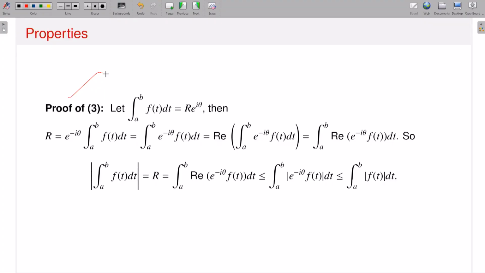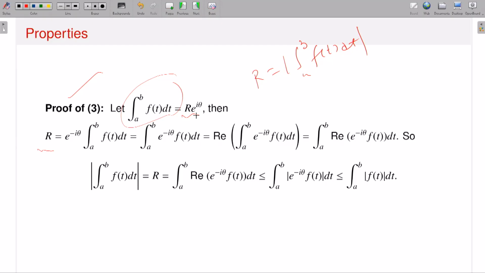So, proof of 3. Suppose my function f is integrable. Therefore this integral will exist and it will give you a complex number. Let it be r e^{iθ}, one fixed complex number. I am considering the polar representation r e^{iθ}. What is r? r is the modulus of the complex number, that means the modulus of the integral from a to b of f(t) dt. Now look, what is r?